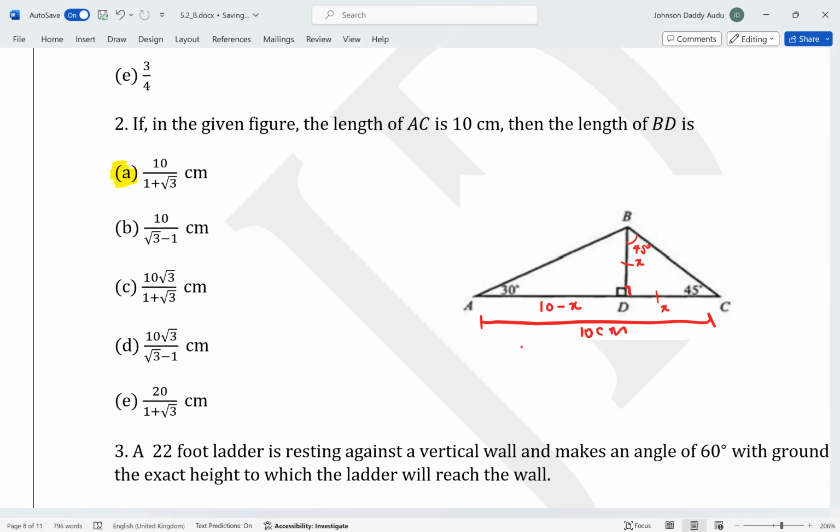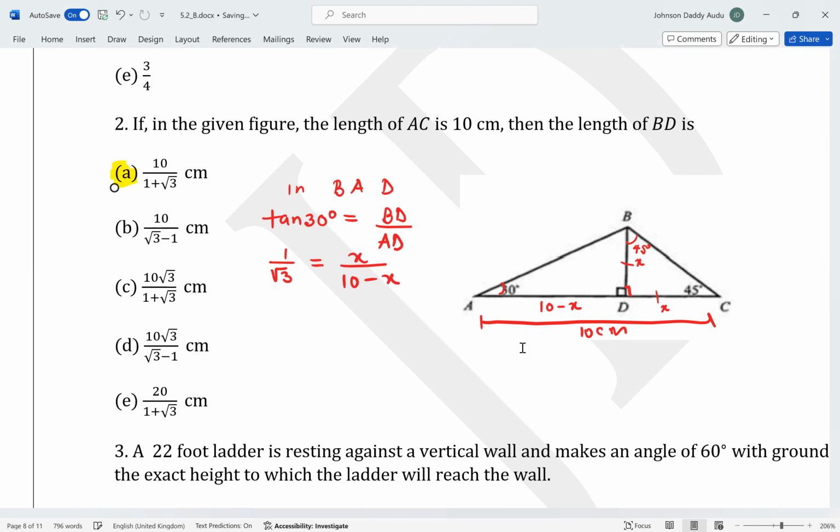So if you look at this triangle now, triangle BAD, what is this? This is 30, right? So this becomes opposite and this becomes adjacent. So we can say tan 30 degrees is going to be BD, which is what we want, over AD, right? But tan 30 is 1 over root 3. BD is X. AD is going to be 10 minus X.